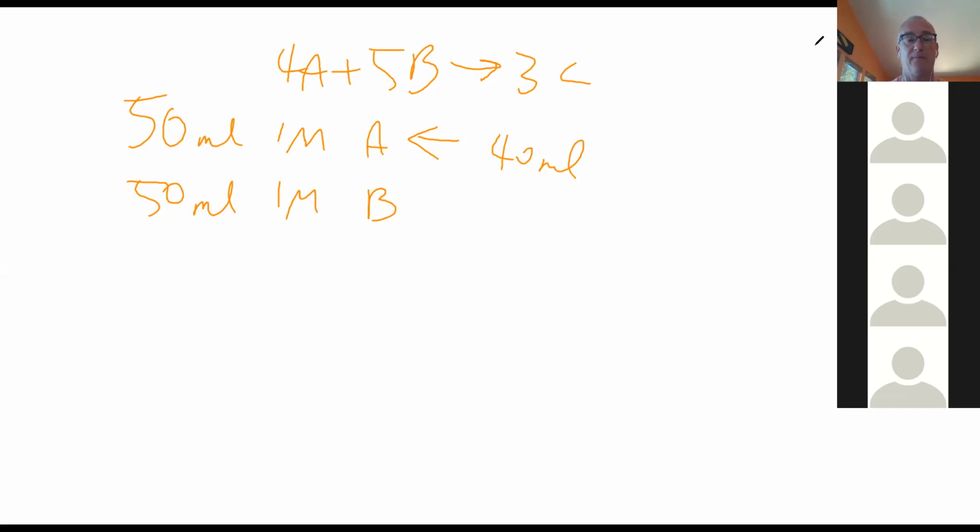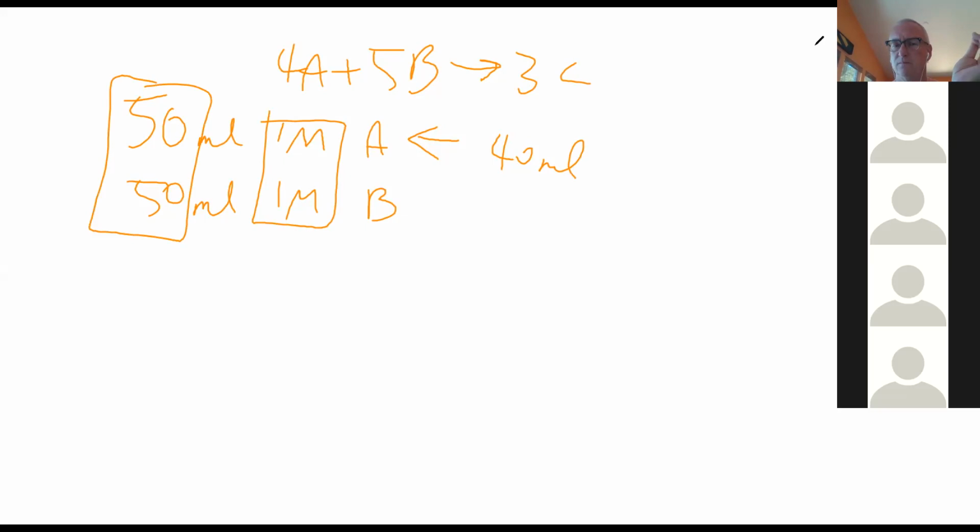Because the concentrations are the same, my molar ratio of one to the other is determined by the volume I add, because the concentrations are identical. Does that make sense?